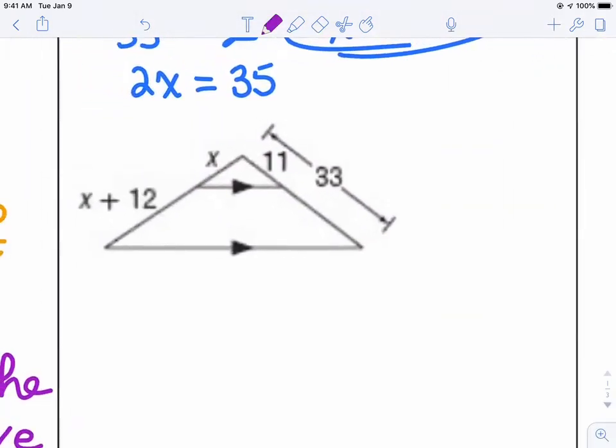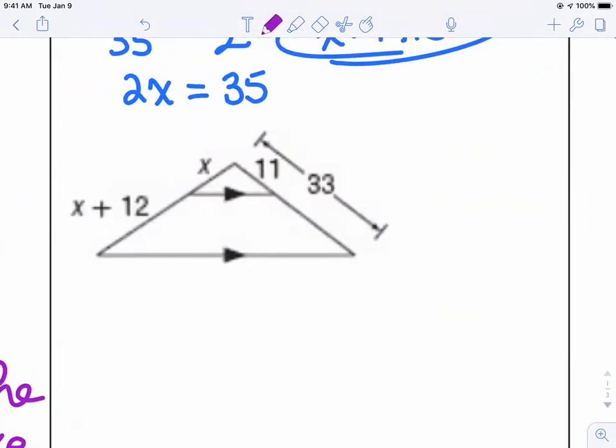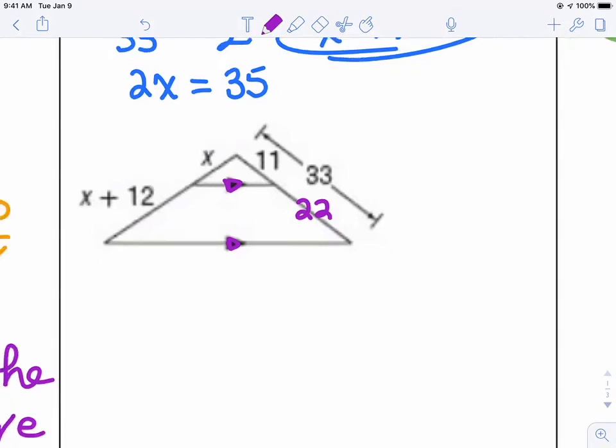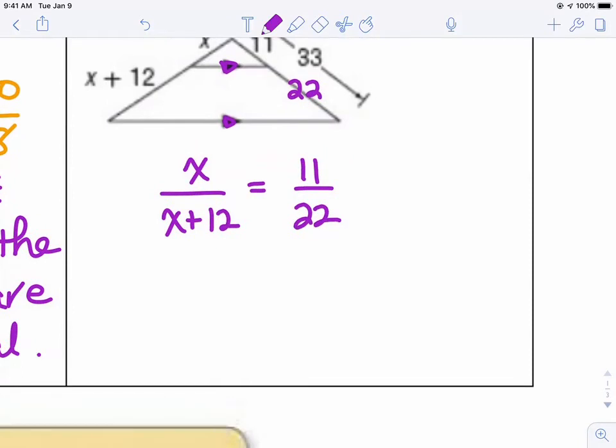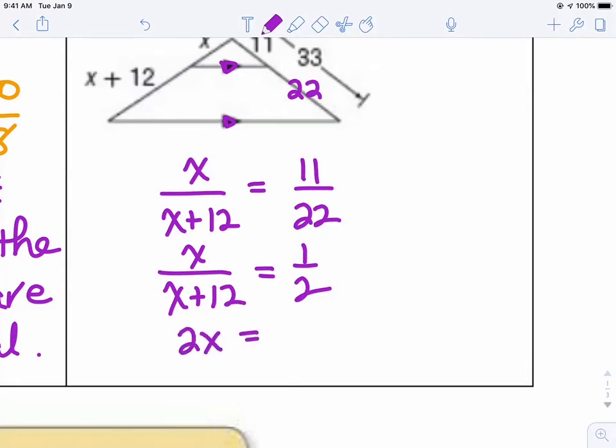Okay, and then the next problem, notice that they have 11 and 33. And again, we have parallel segments here, so we can make this one 22 because it's the rest of the 33. And then our proportion would be x is to x plus 12 as 11 is to 22. That's 1/2, right? x is to x plus 12 is equal to 1/2. So 2x is x plus 12, and x would be 12.